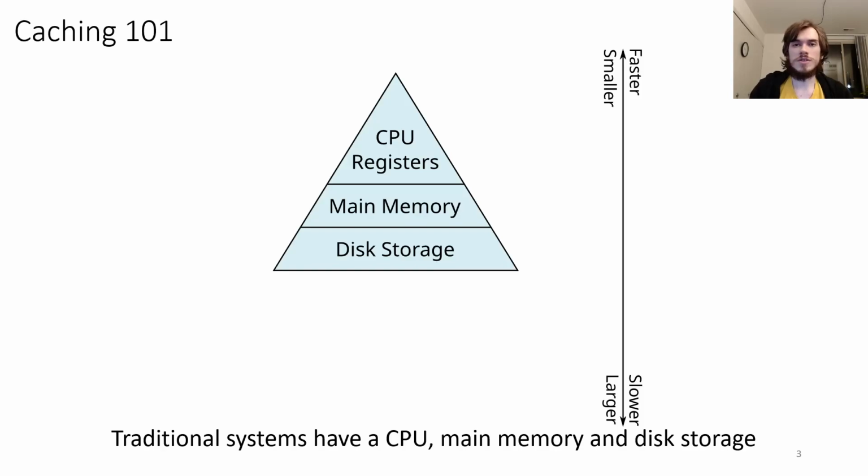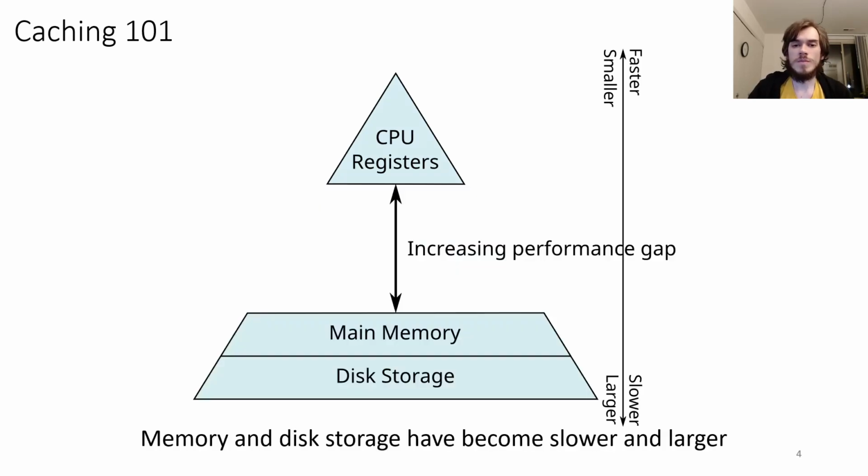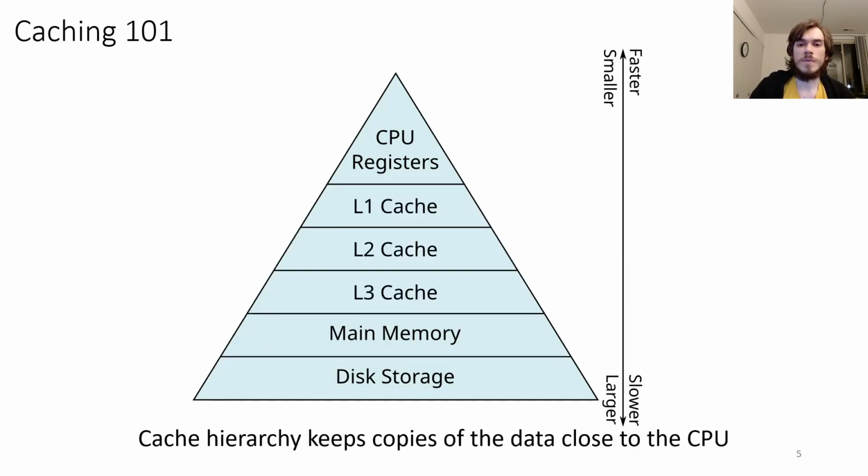Let's take a traditional system from about 20 to 30 years ago. You'll find that it has a CPU with very few registers that are fast to access, large main memory that's slow to access, and finally disk storage that can be pretty large but really slow to access. And the common trend that we've been seeing is that CPUs actually advance at a much faster pace than your main memory and disk storage. And this has actually led to the increasing performance gap that you see here.